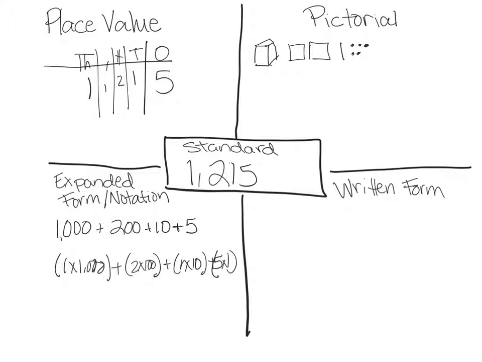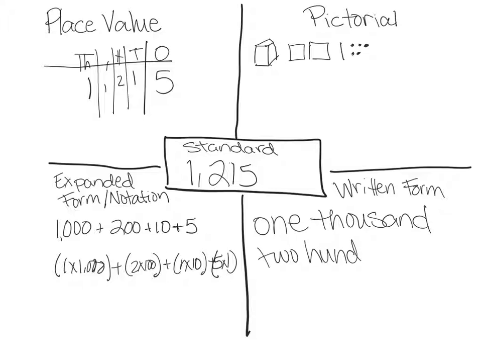Okay, and lastly we have a written form. Written form is just the way we say it. That's the way we write it. So we have 1,000, 200, 15. And that's how we represent a number 5 different ways.